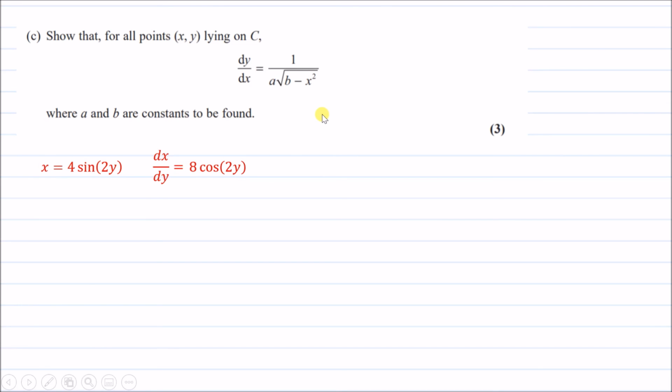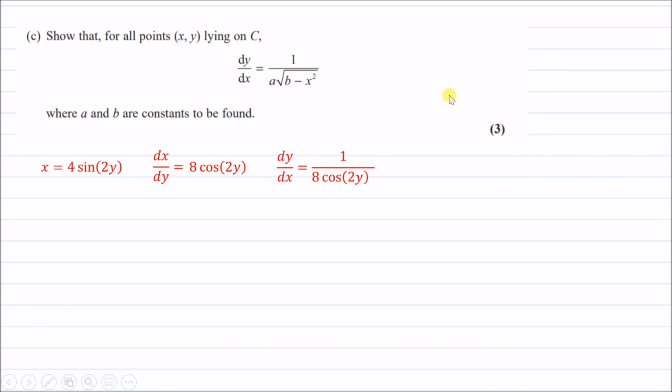But in fact, we have some information, you know. We're given an x value of this from the previous question, and we found out that dx over dy was this. Now, but they want dy over dx, not dx over dy. So immediately, we need to flip this upside down. So it's going to be 1 over 8 cos 2y, which equals dy over dx. So the next step now is how do we go from cos 2y into this square root function, okay? And there's a nice trick to that.